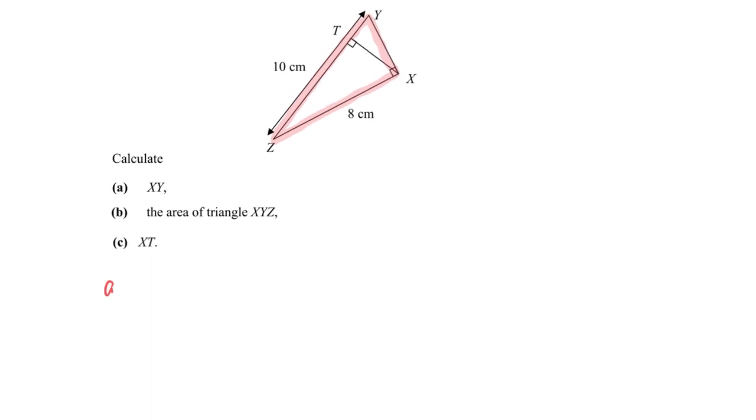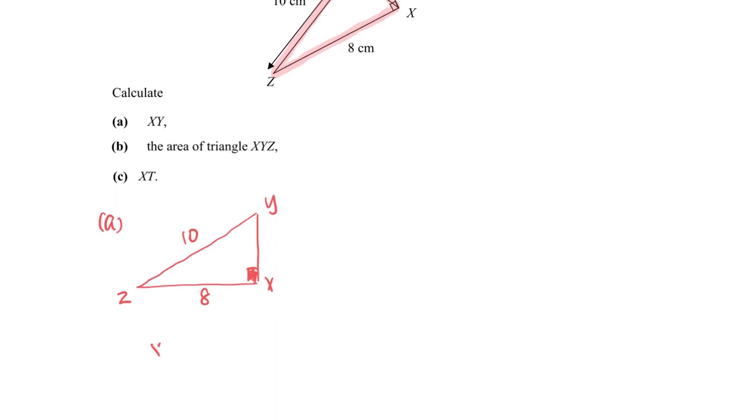So for part A, I will have this Y, X, Z, 10 and 8 cm. So I'm going to simply apply Pythagoras theorem, where XY square plus 8 square is equals to 10 square. Pythagoras theorem. So my XY square will be equals to 10 square, I'm going to minus 8 square on both sides.